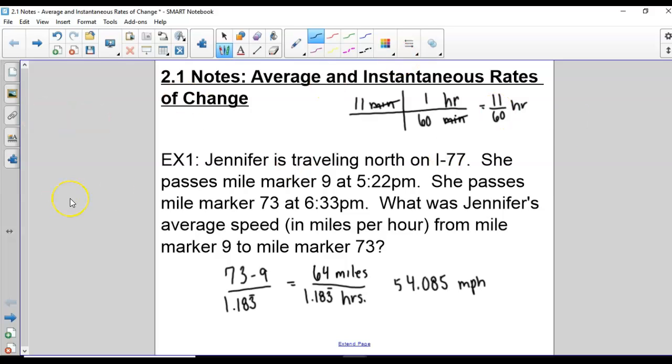We could answer those sort of questions. So we'll be looking today at average versus instantaneous rates of change, which typically we think of as speed, but it doesn't necessarily have to be speed in order to be a rate of change.